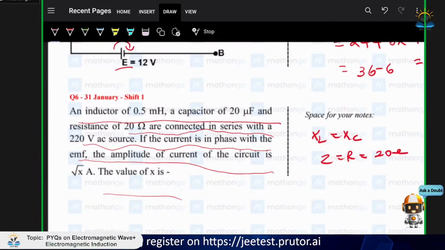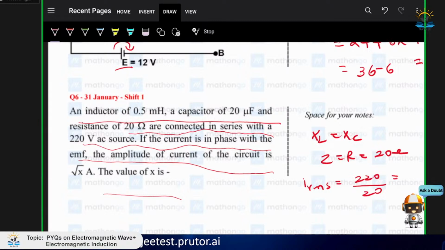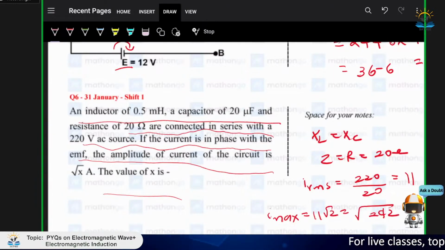Correct. So I can write RMS current as 220 divided by 20. That will be how much? 11. And we know that I max will be how much? 11 root 2, which is actually root 242. So our answer will be how much? 242. Okay. Yes.